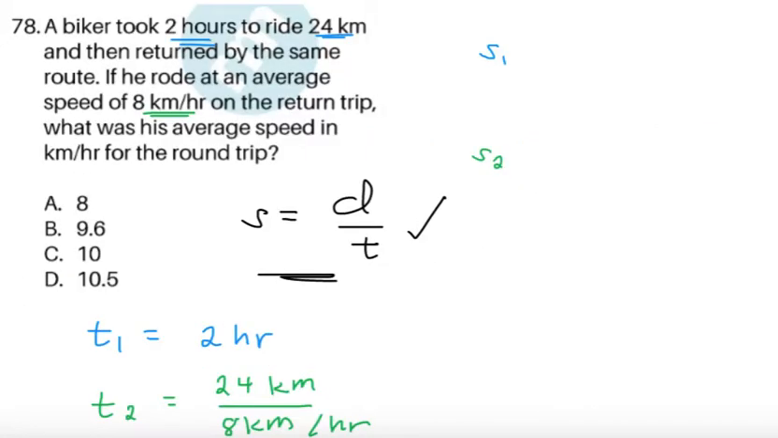Item 78. A biker took 2 hours to ride 24 kilometers and then returned by the same route. If he rode at an average speed of 8 kilometers per hour on the return trip, what was his average speed in kilometers per hour for the round trip?